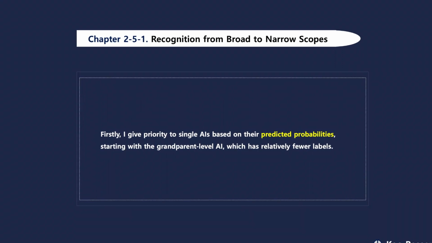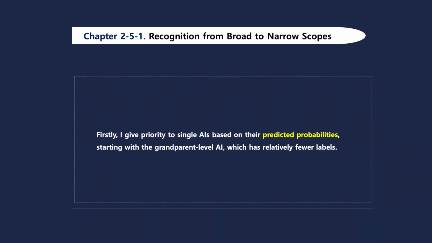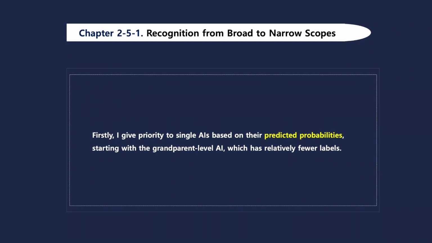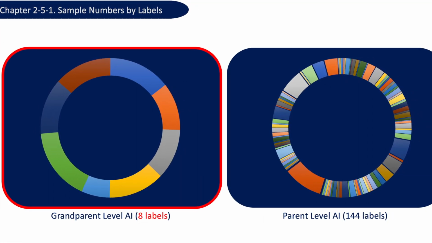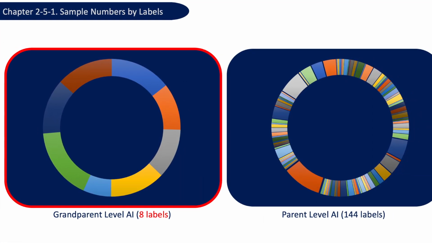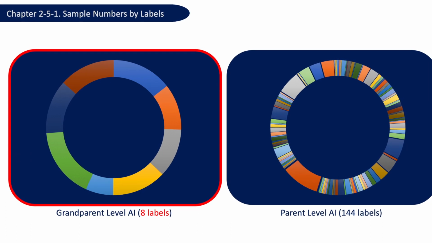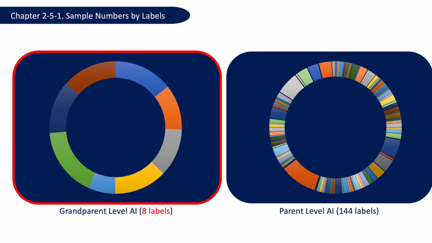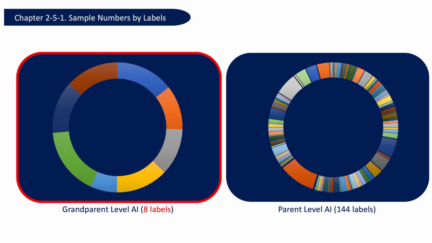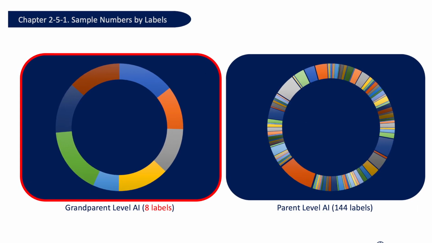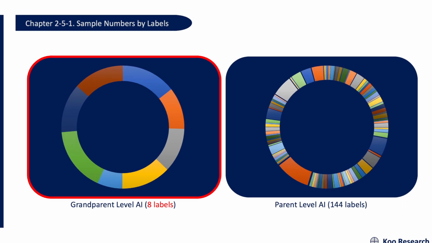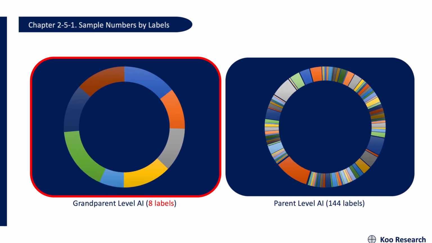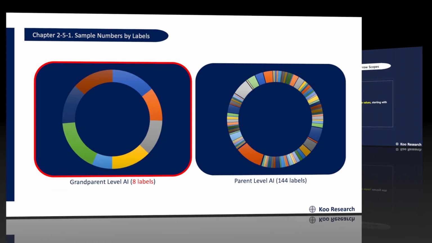Firstly, I give priority to single AIs based on their predicted probabilities, starting with the grandparent-level AI, which has relatively fewer labels. For example, in this figure, I separated the same samples into 8 grandparent labels and 144 parent-level labels. From the 2 pie charts, the case of the grandparent level, 1 of 8, has a relatively higher likelihood of accurate recognition than the parent level, 1 of 144.